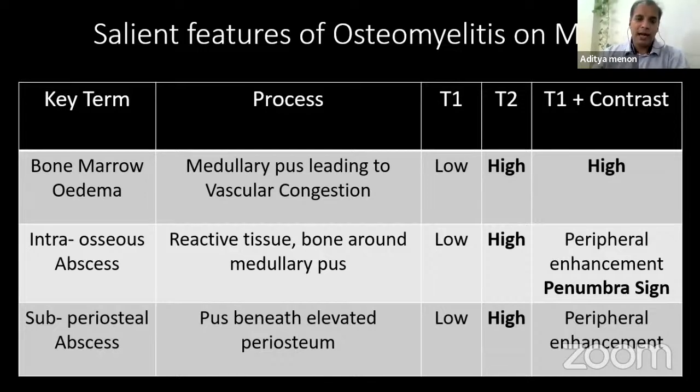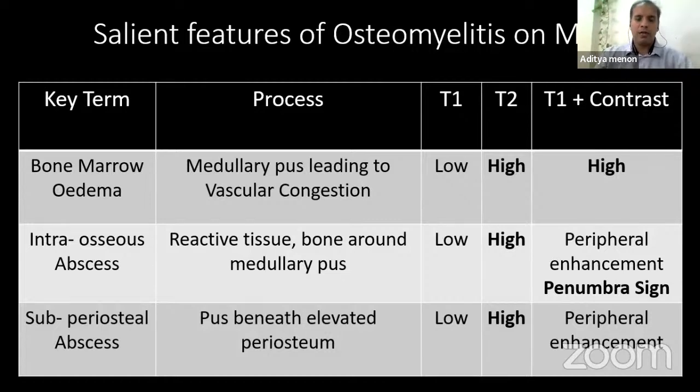Unless the patient has high creatinine and creatinine clearance is hampered. Otherwise, in all patients, a contrast MRI must be asked for if possible, if the facilities are available. Now, looking at bone marrow edema, intraosseous abscess, or a subperiosteal abscess, all these things are abnormal. On a T1 image, they would all appear black, that means low. On a T2 image, they would all appear high. So let's remember this simple thing. Anything abnormal in osteomyelitis like bone marrow edema, an intraosseous abscess, or a subperiosteal abscess would be black or hypointense or low on T1. And they would all be high on T2.